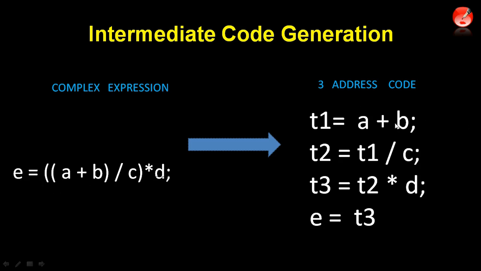But 3-address code has each line containing a single operation only. So this single statement can be split into different lines. In the first line, only the addition operation is performed. In the second line, only the division operation is performed. In the third line, the multiplication operation is performed. Finally, the result is stored into the target location. In each line, a maximum of 3 address spaces is used. So it is called 3-address code.